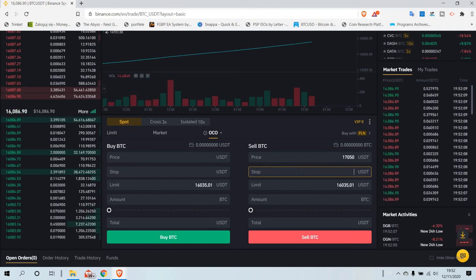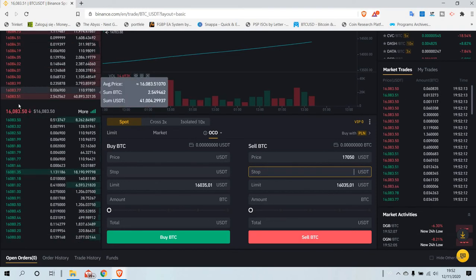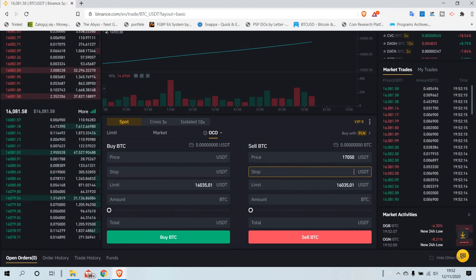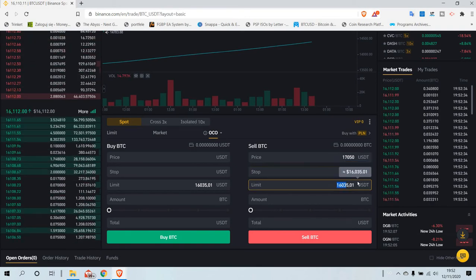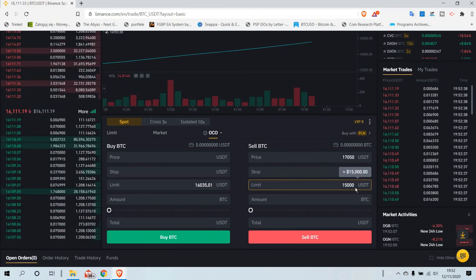So for example, when you open a position and now Bitcoin is at the level of $16,081, let's say that you are day trading and you don't want to lose too much money, you are not playing a long-term game. So when Bitcoin reaches 15,000, I want my Bitcoin to be sold. Okay, let's do it this way.